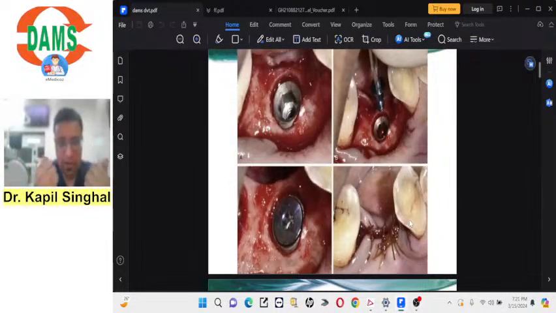It means after 3 months, I'll have to do the second stage of my surgery. It means I have to give an incision. I'll reflect my flap so that this cover screw will be visible to me. I will take my hex driver and unscrew this cover screw, and this is how my implant will look, well integrated with the bone after 3 months.